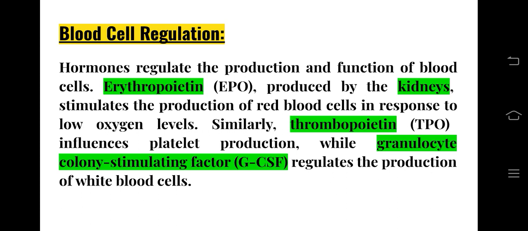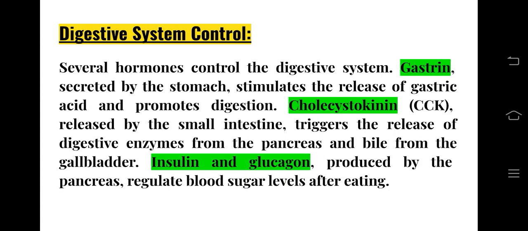Then digestive system control. Several hormones control the digestive system. Gastrin, secreted by the stomach, stimulates the release of gastric acid and promotes digestion. Cholecystokinin, released by the small intestine, triggers the release of digestive enzymes from the pancreas and bile from the gallbladder. Insulin and glucagon, produced by the pancreas, regulate blood sugar levels after eating.